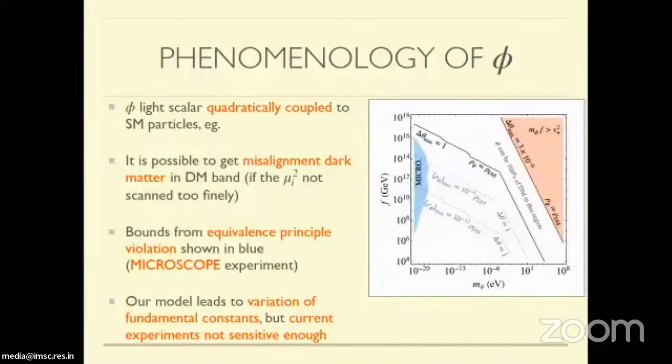And of course the phi itself has its own phenomenology, and it can be dark matter in some region, and there can be bounds from equivalence principle violation, and those have been shown here. So this is very quickly to say that there are very clear phenomenological signatures, and I will just skip this part.